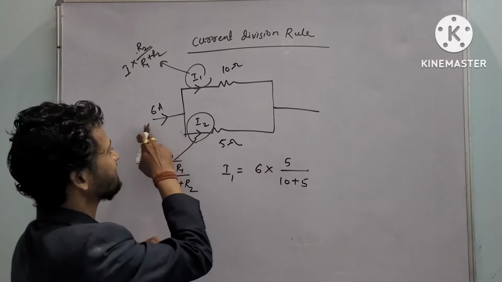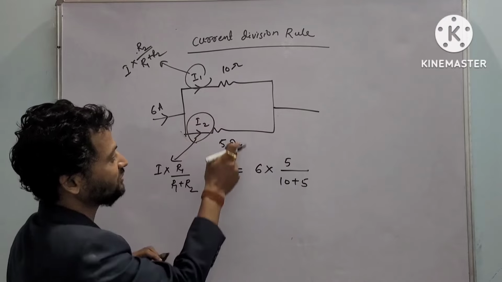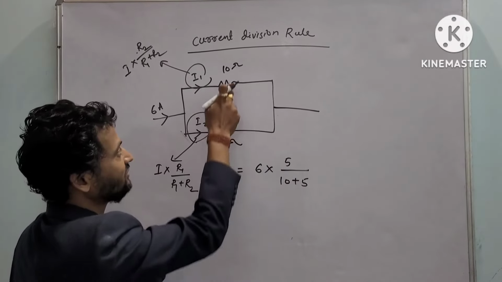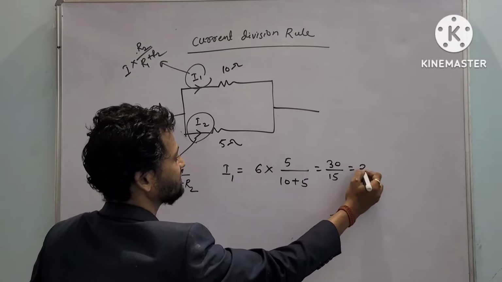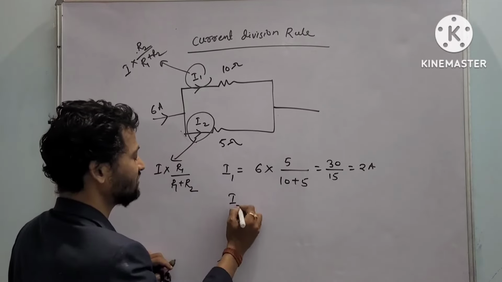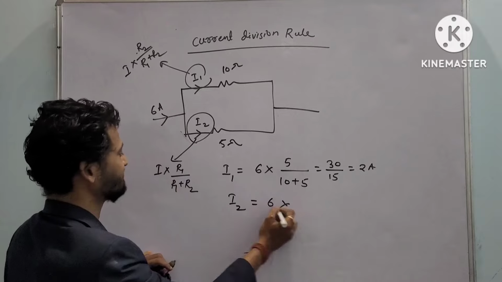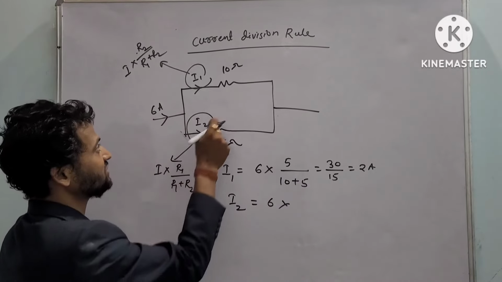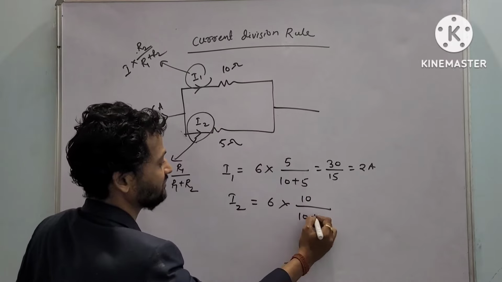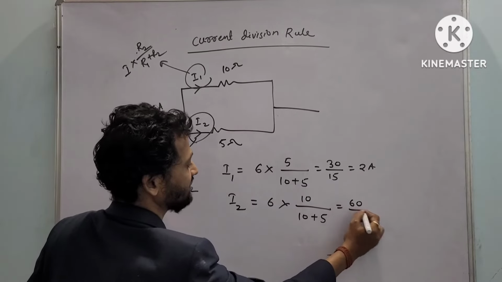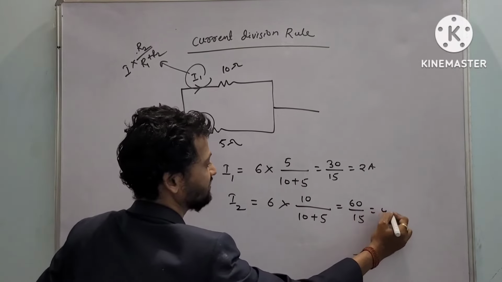So apply it here. What is our supply current? 6. What is the opposite resistance? 5 upon 10 plus 5. So it is 30 upon 15, that is 2 ampere. Similarly, what about I2? 6 supply current into opposite resistance, which is R1, 10 by 10 plus 5. So 60 upon 15, that is 4 ampere.